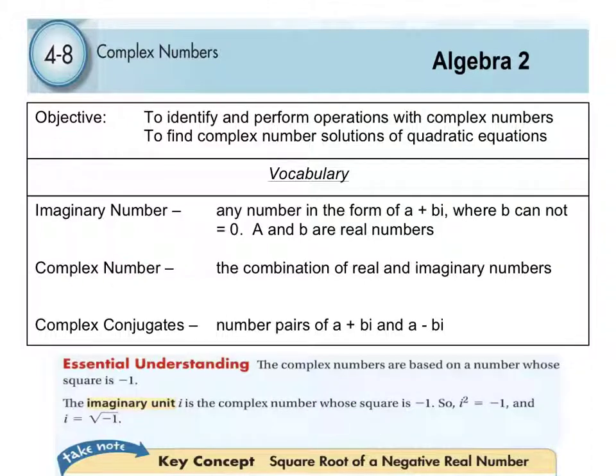Now, complex conjugates take two things that are essentially opposites, but not really opposites. They're number pairs of a plus bi and a minus bi. As you look at these two expressions, the opposite part is the imaginary part, and the real number is always the same. We're going to get into complex conjugates when we start using division, and when we do some multiplication we'll look at those as well.